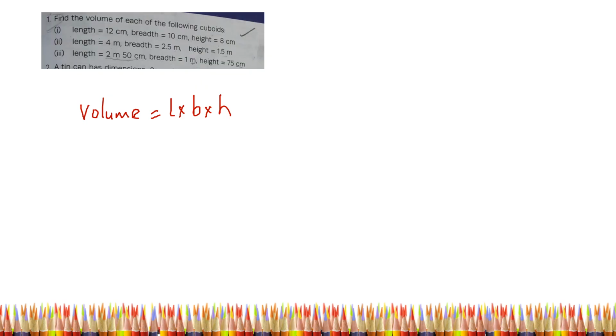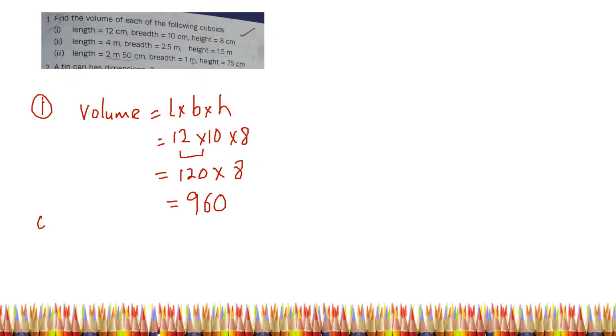So in this case, we are given the length. For the first part, the length is given as 12, the breadth is given as 10, and the height is given as 8. And when we multiply 12 with 10, we get 120, and 120 with 8 gives us 960. Now the unit is given as centimeters, so when you multiply centimeter three times, centimeter multiplied by centimeter multiplied by centimeter, it will give you centimeter cube. So the unit for volume is centimeter cube because it's three-dimensional.